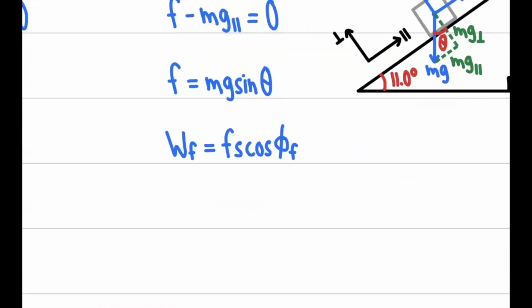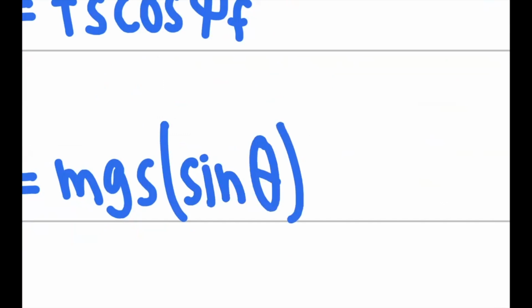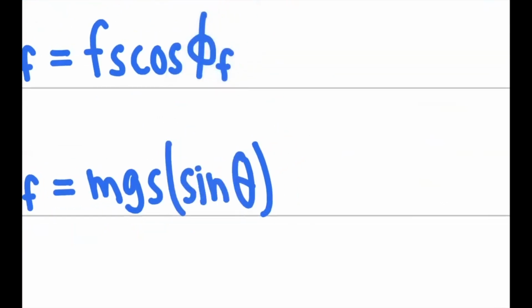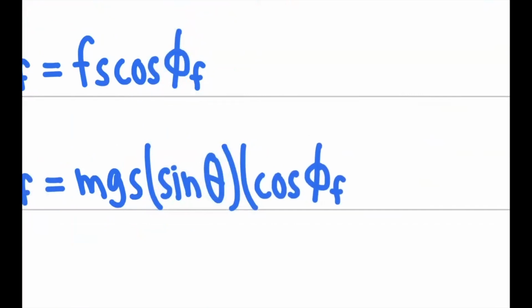So I'm going to plug that into the work equation. So we have WF equals F, which is mg sine theta. I'm just going to rearrange some stuff. So mg, and I'll put the s next, and then I'll put times sine theta. You know, like those double S's? Yeah, the double s made me nervous, and times cosine phi f.